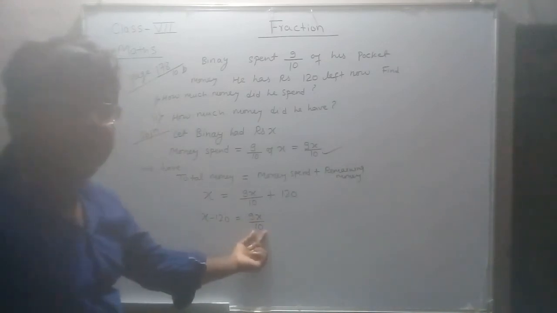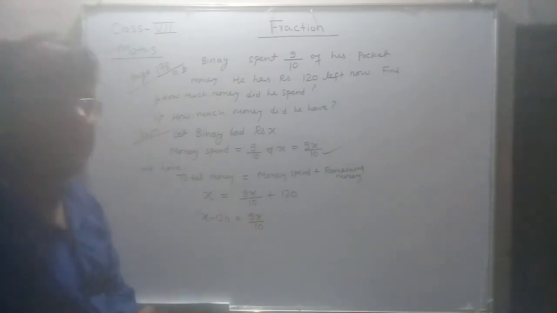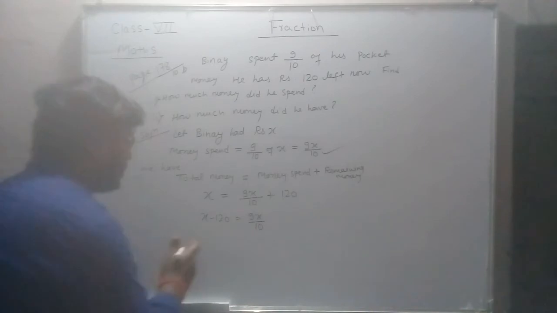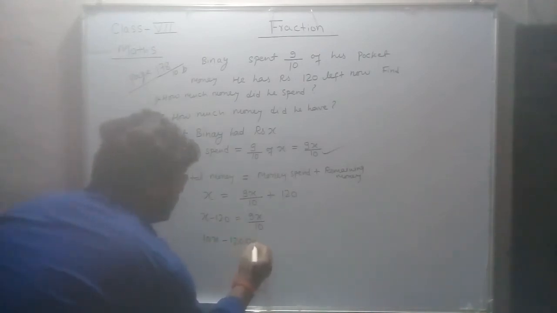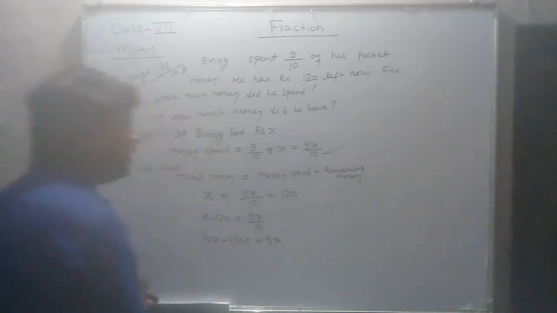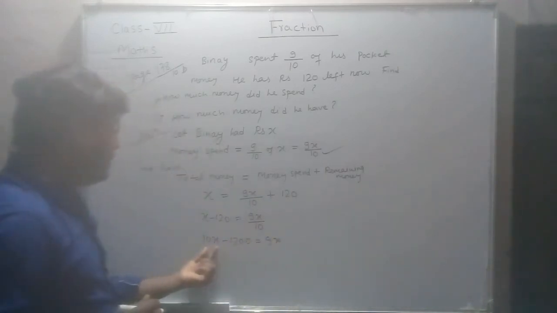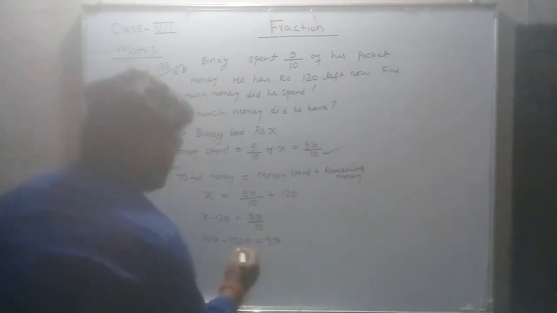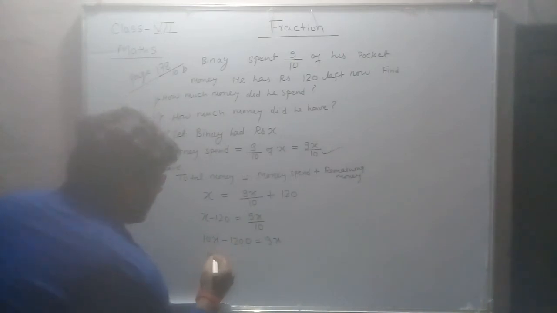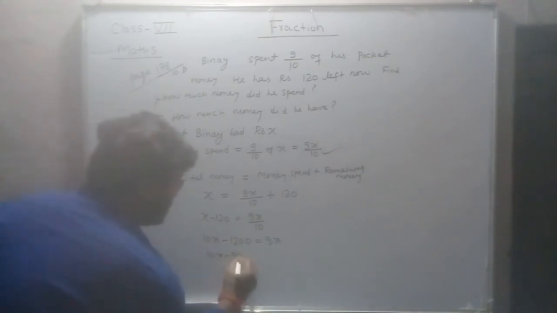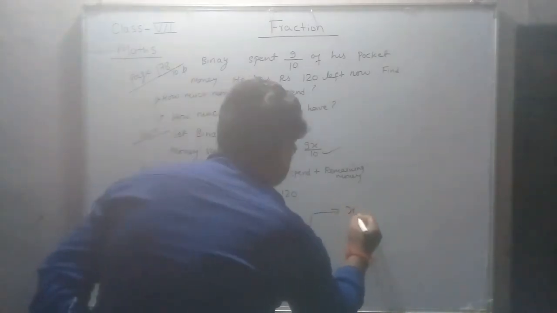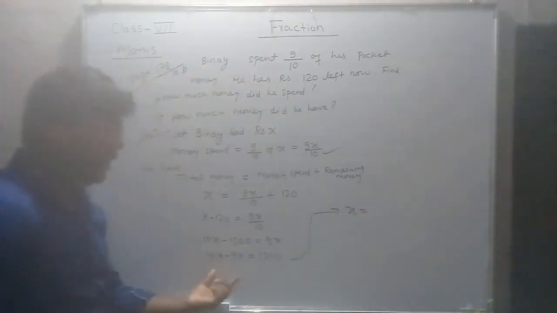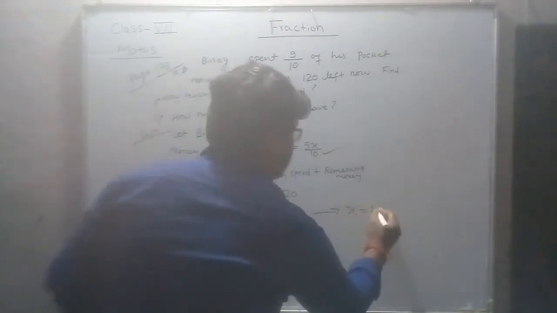So this 10 is dividing here. It will transfer to the left hand side and it will be multiplied to all. So we got here 10x minus 1200 is equal to 9x. So 9x you transfer to the left hand side and 1200 to the right hand side. So you got here 10x minus 9x is equal to 1200. So the value of x is, solve it anyhow, x is equal to 1200.